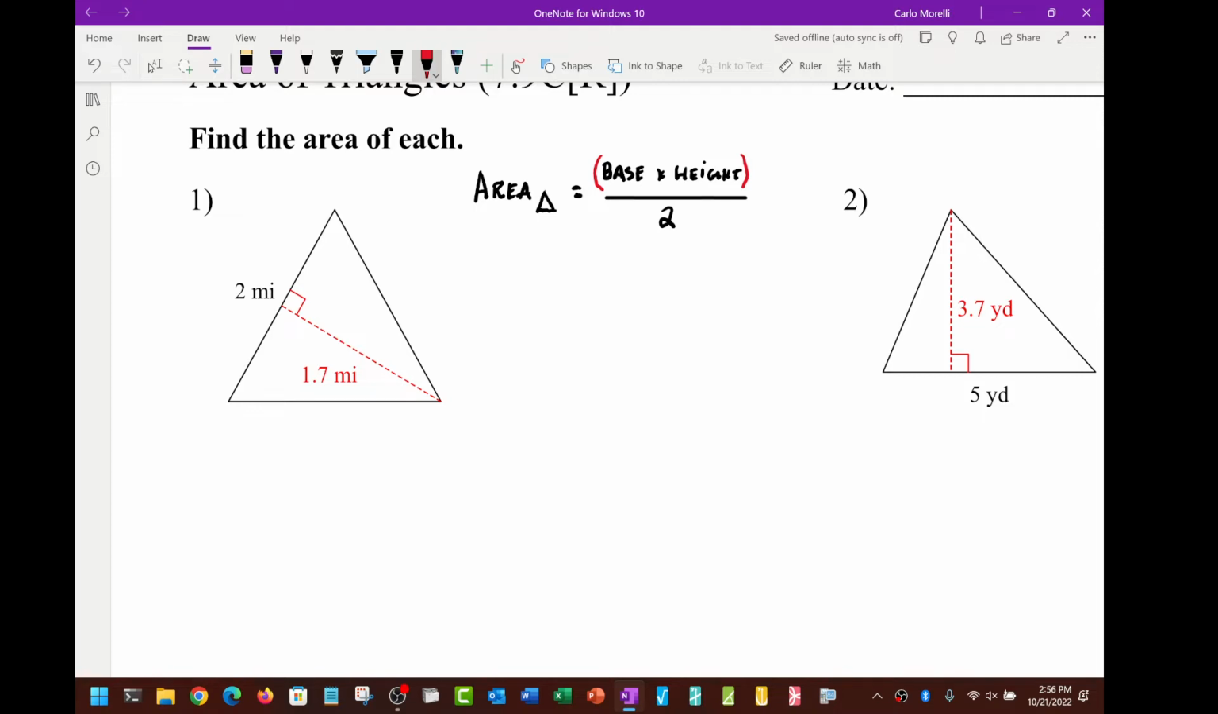If you ever forget the area of a triangle, just think of the area of a square or rectangle. And that would be like length times width. And just remember that every triangle is half of a rectangle or a square. So that's why we cut it in half. Anyway, sometimes the height is referred to as an altitude. So if you see that word altitude, altitude means height.